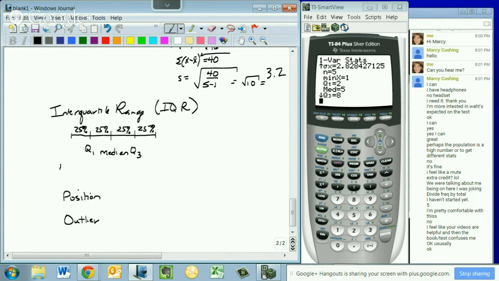So the interquartile range then is going to be Q3 minus Q1. It's the middle 50% of the data. So the idea is that even if you have a very large value out here, it's not going to affect the interquartile range.